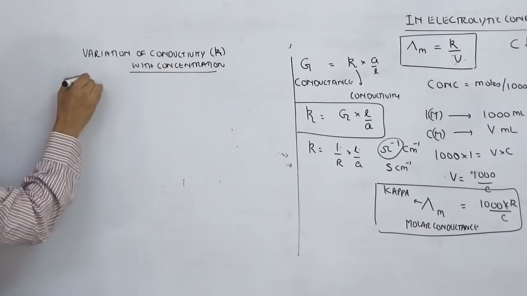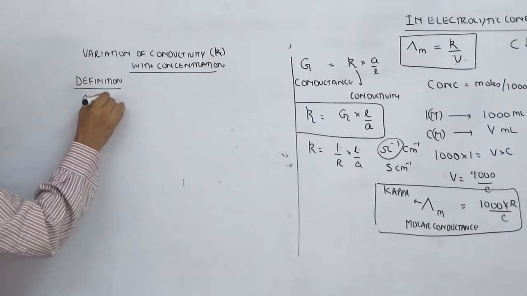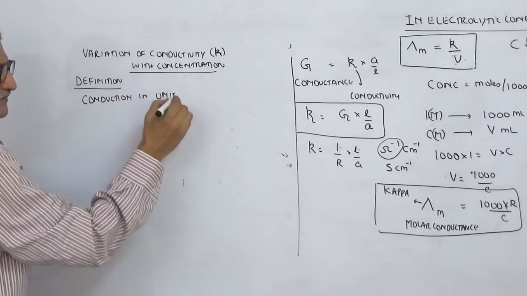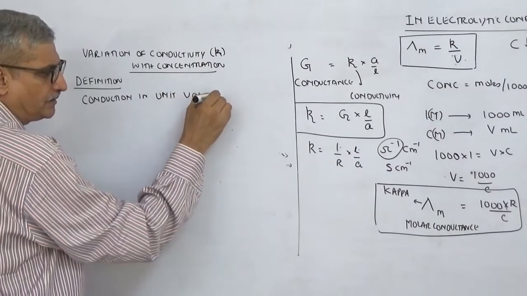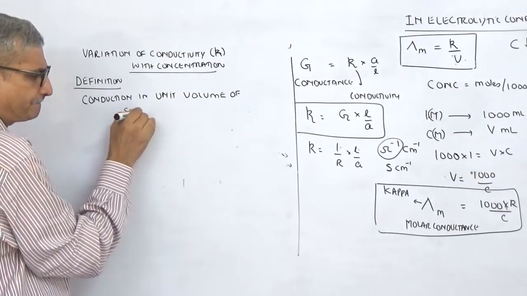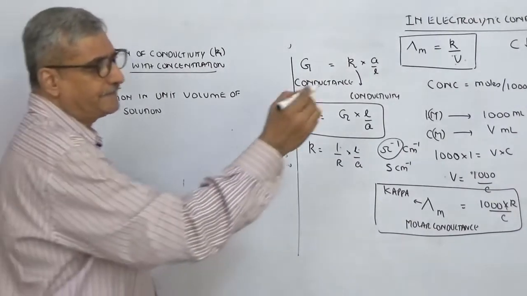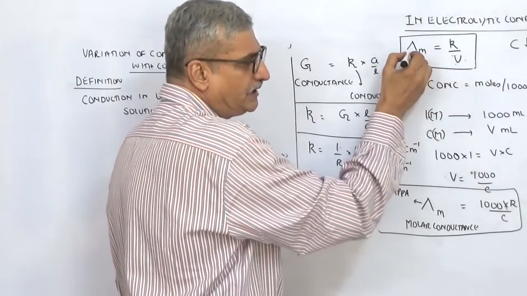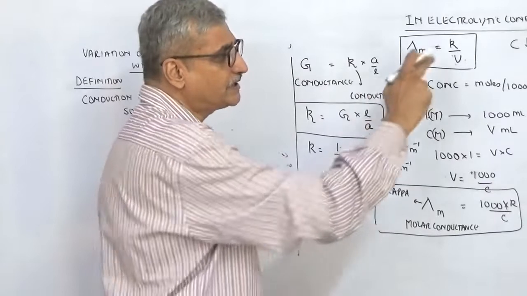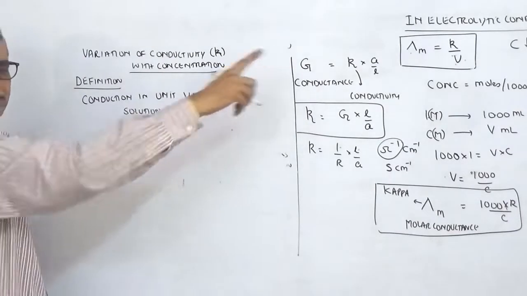Definition of conductivity is it is the conduction in unit volume of solution. Conduction in unit volume of solution. That is K. In unit, it is C. Unit volume. Molar conductivity is when something molar is there. When the volume becomes 1 centimeter cube, whatever is the conductance, that will be called as conductivity. So we have connection from there.